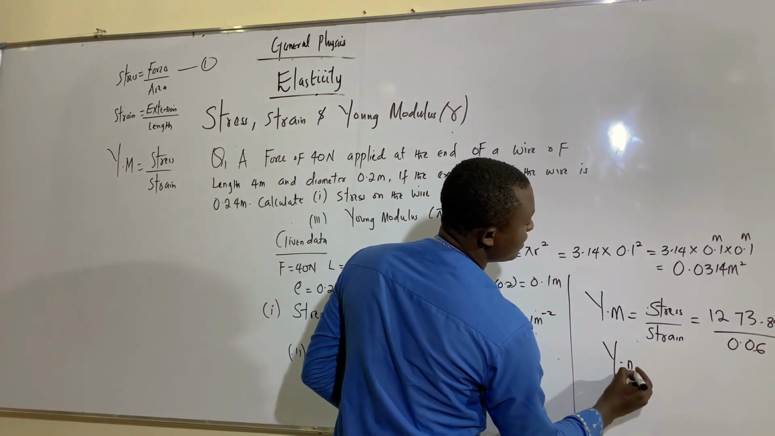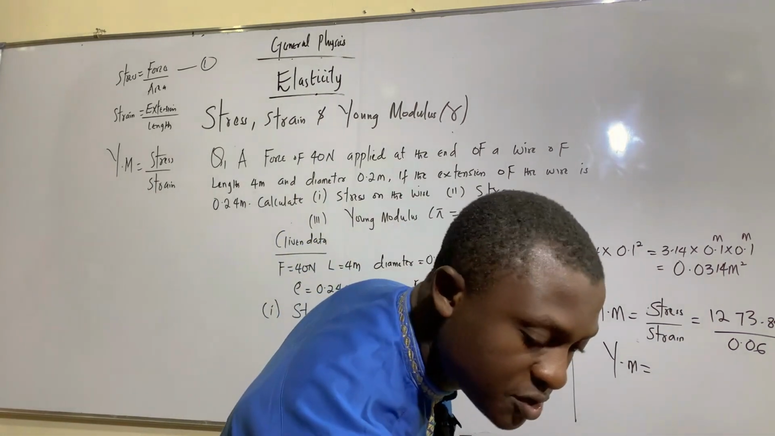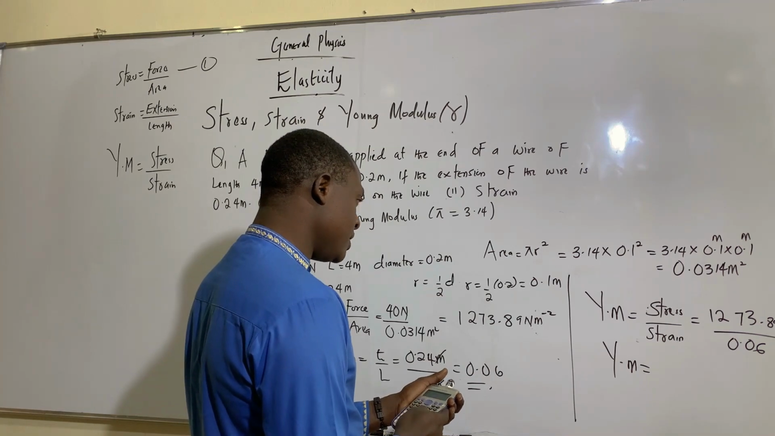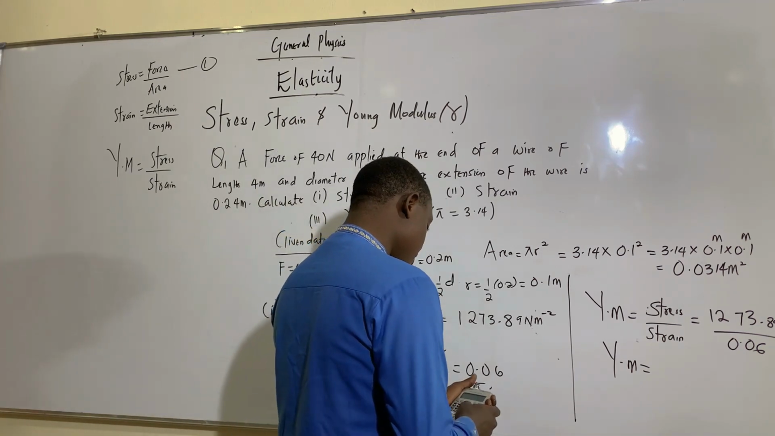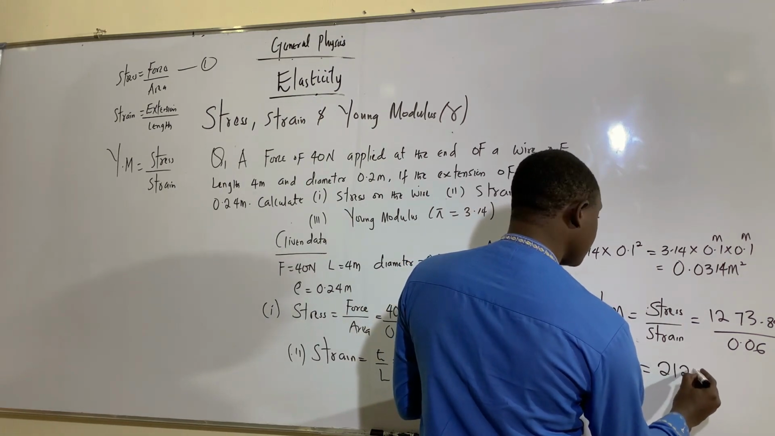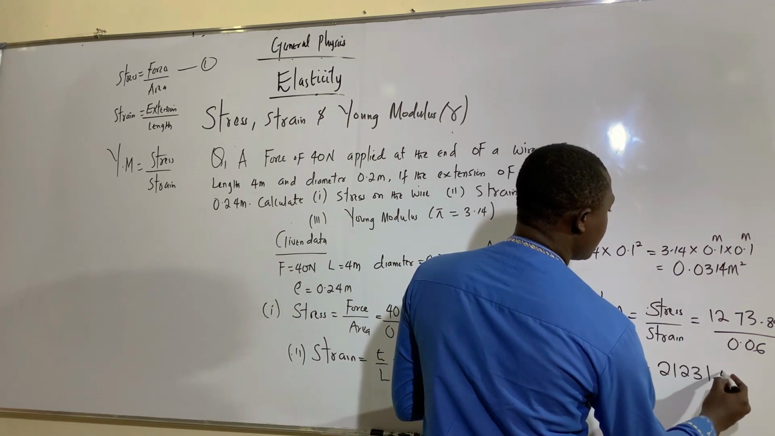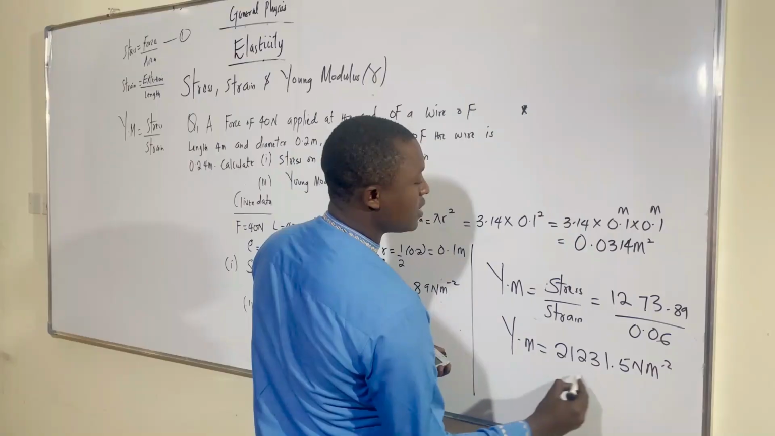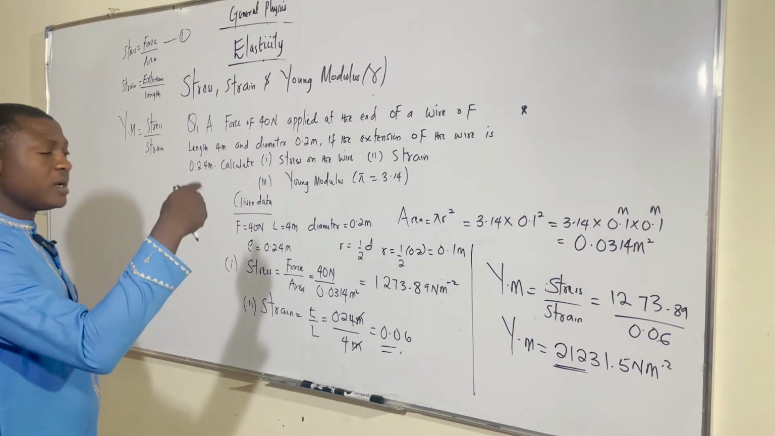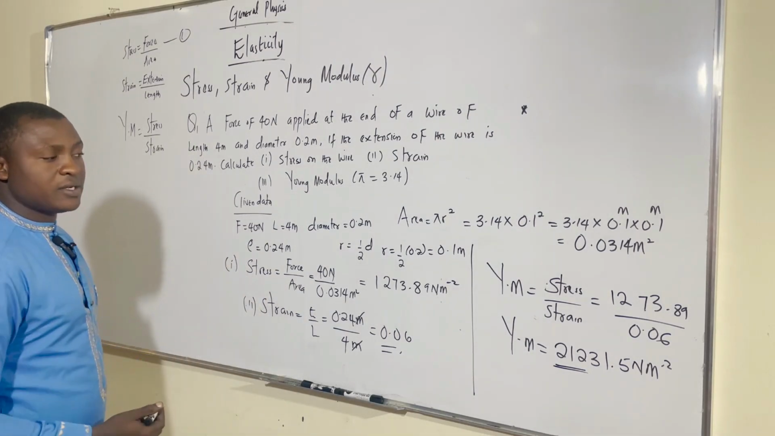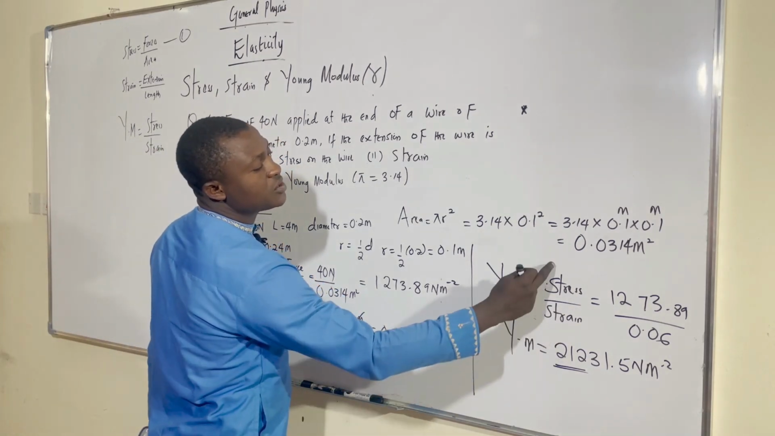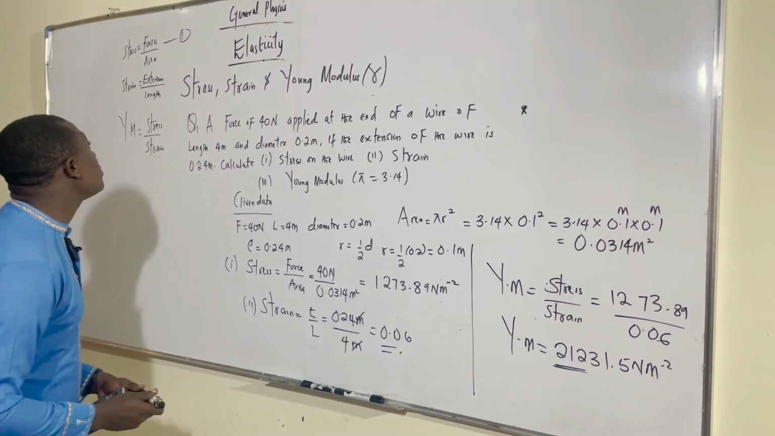By dividing the values, if you press your calculator and check, 1273.89 divided by 0.06, what we are going to have is 21231.5 Newton per meter squared. If you like, you can use the other formula that we derived by putting in the value of force and extension. But here, since we have the value of stress and the value of strain, you can just substitute the two values. So that's all about this case.